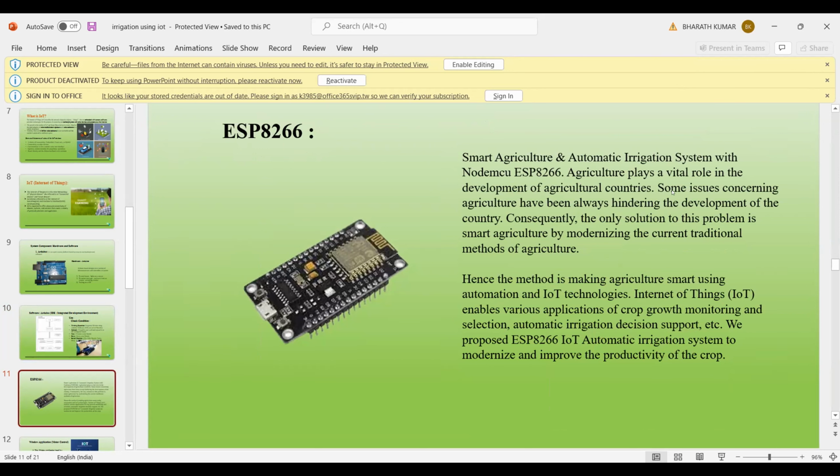Agriculture plays a crucial role in the development of agricultural countries. There are some issues, and agriculture has always been trying to develop the country. Consequently, one solution to the problem is smart agriculture, modernizing the current traditional methods of agriculture.